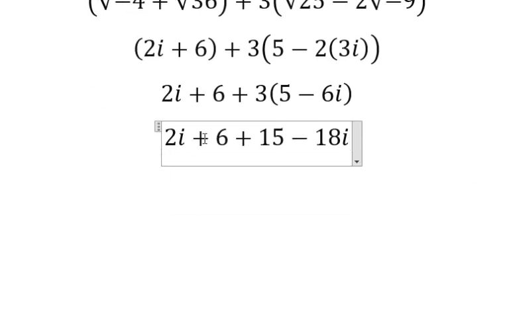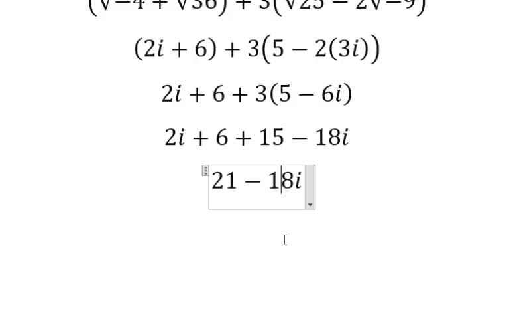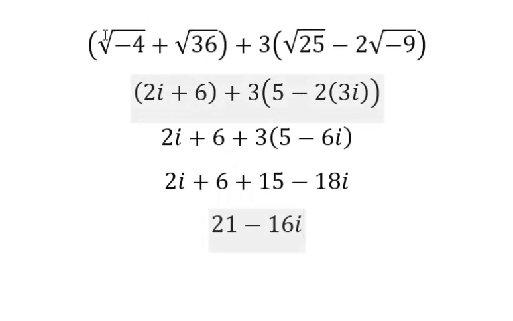And now that I have done these things, you can see that we have like terms, like 2i and negative 18i, and also 6 plus 15. I'm going to work with the integers first, and then with the imaginary numbers. So 6 plus 15 is 21, and 2 minus 18 will be negative 16i. Okay, so the answer for this operation would be 21 minus 16i. And that will be it.